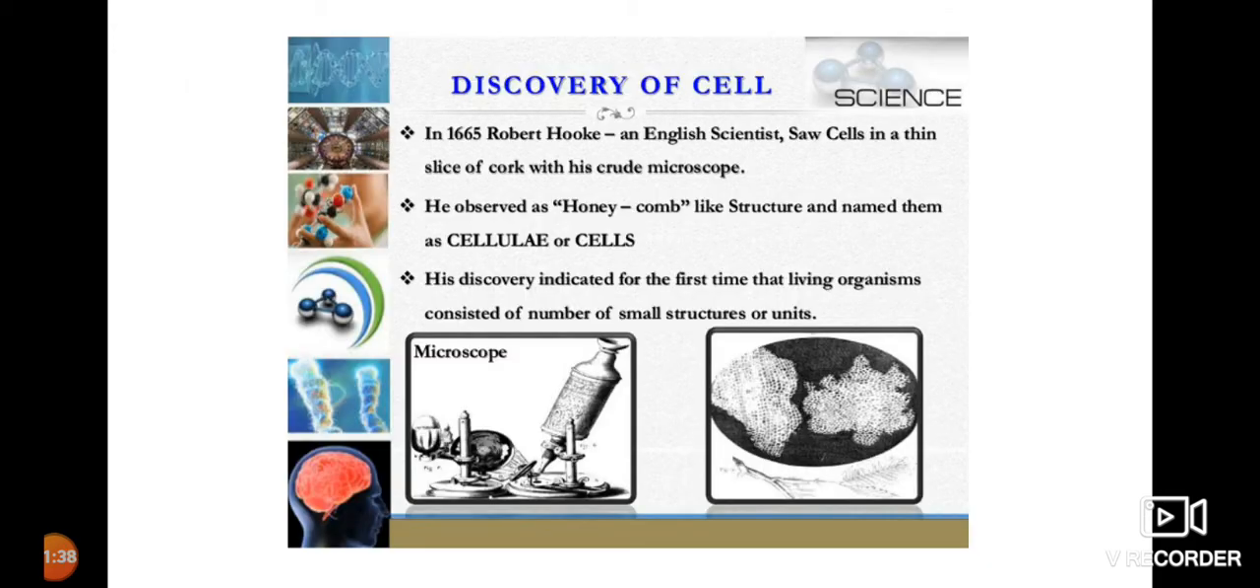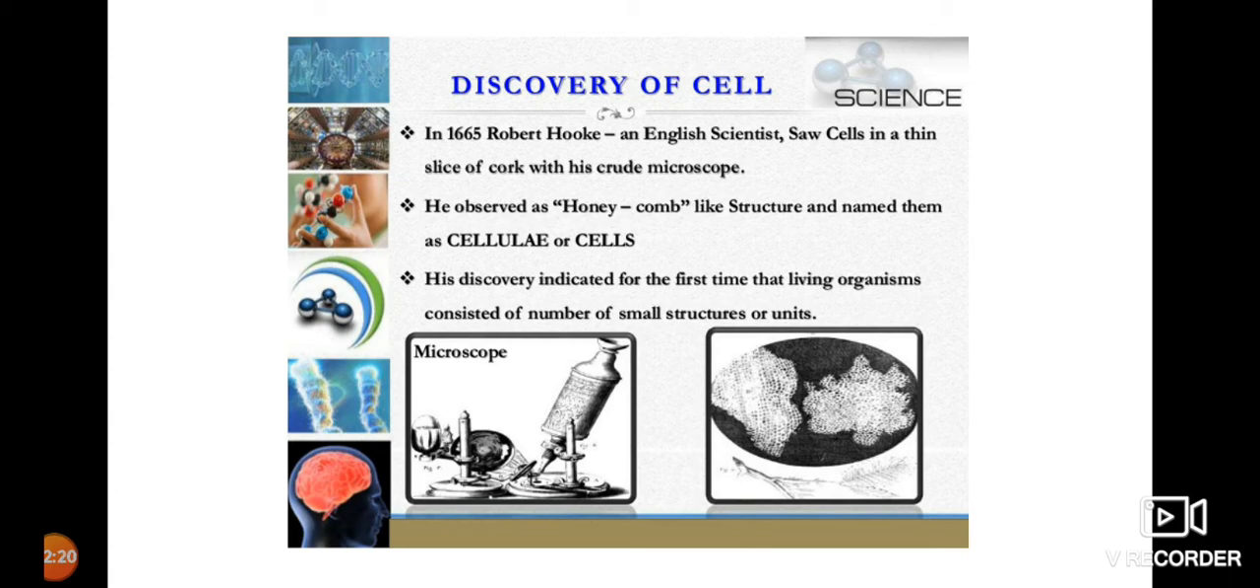Now to begin with the discovery of the cell. Cell was first discovered by Robert Hooke. Try to remember the name of the scientist. Now the year was 1665 and he observed it under a thin slice of cork. Now remember, cork is obtained from the bark of a tree, with his own microscope. Remember, microscope was not discovered at that particular moment.